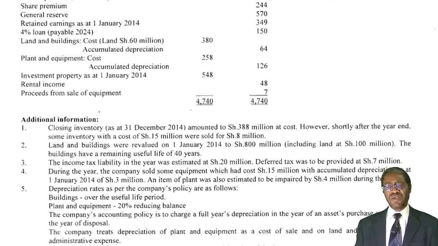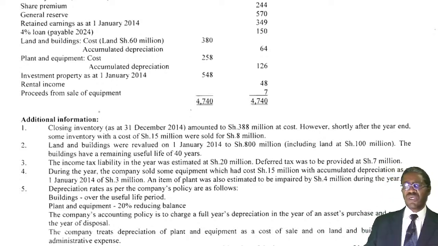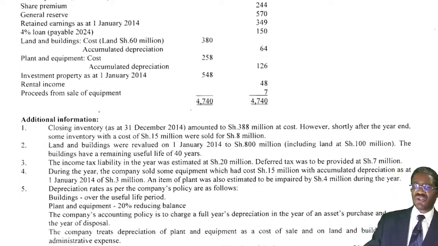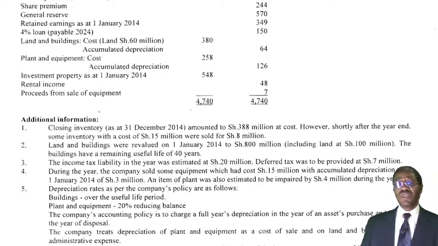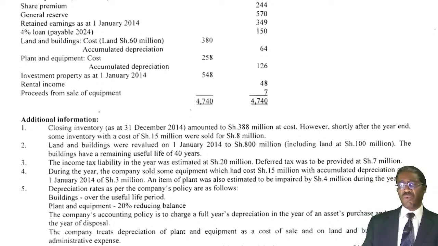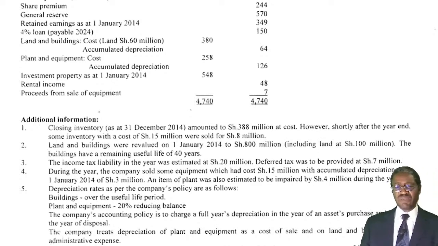Number 4, during the year, the company sold some equipment which had cost 15 million with an accumulated depreciation as at 1st of January 2014 of 3 million. An item of plant was also estimated to be impaired by shillings 4 million during the year. Number 5, let me roll the question.